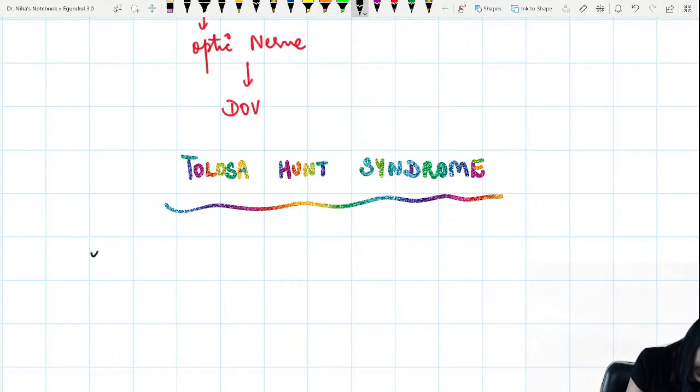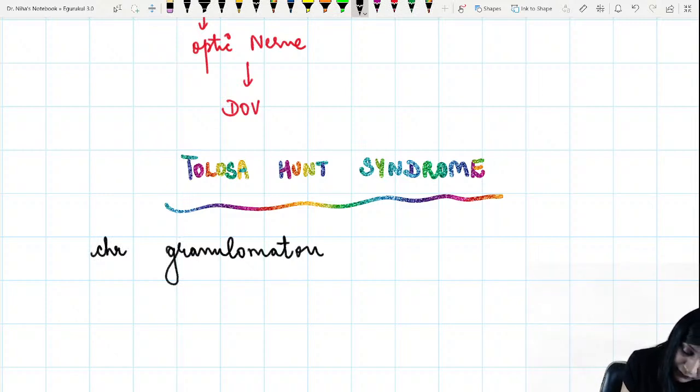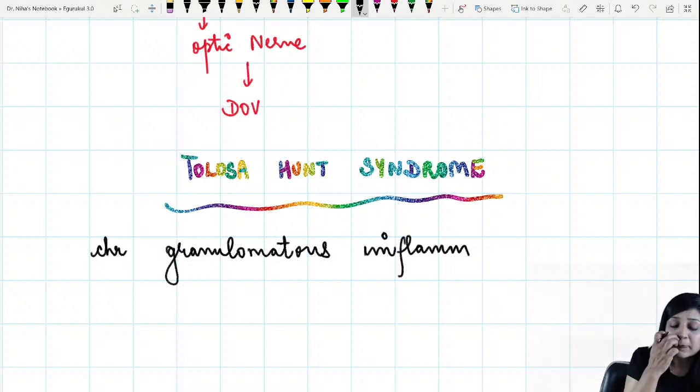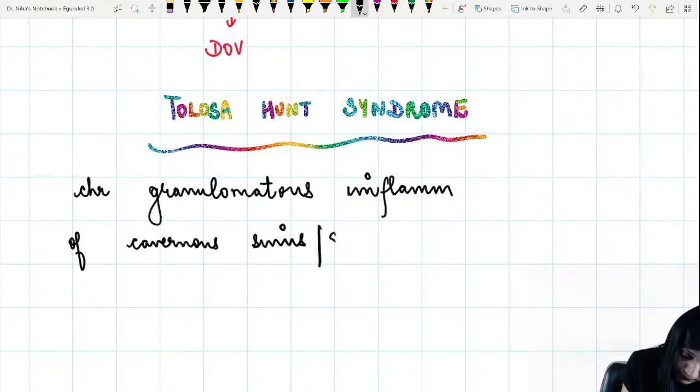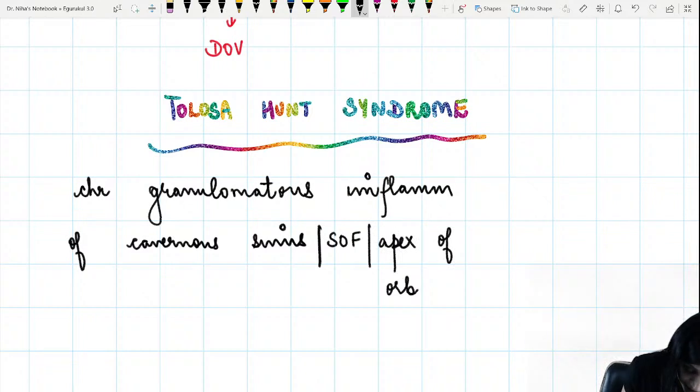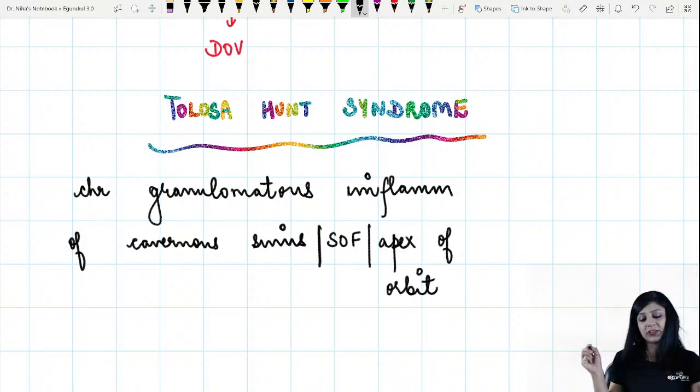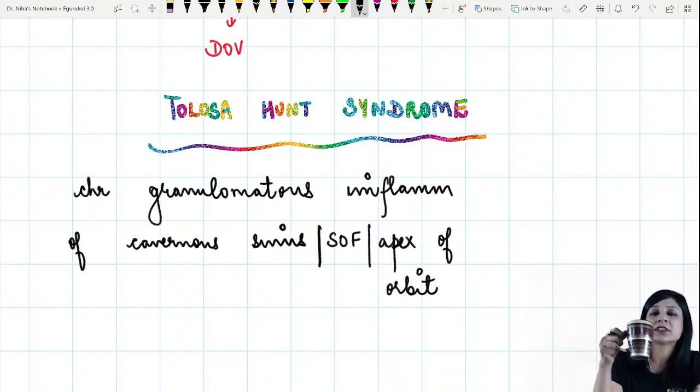This is actually the chronic granulomatous inflammation. It is the chronic granulomatous inflammation which is occurring of the cavernous sinus, or it can be superior orbital fissure, or it can be the apex of the orbit. This is your Tolosa Hunt syndrome.